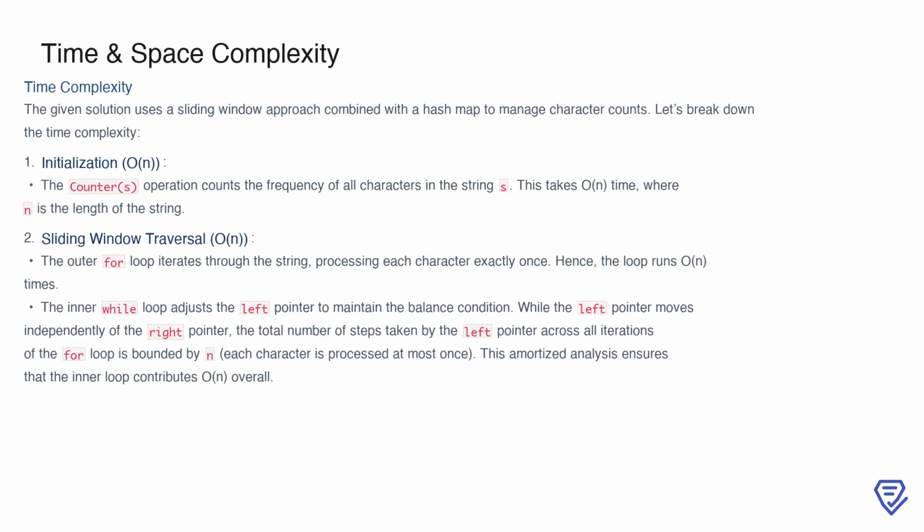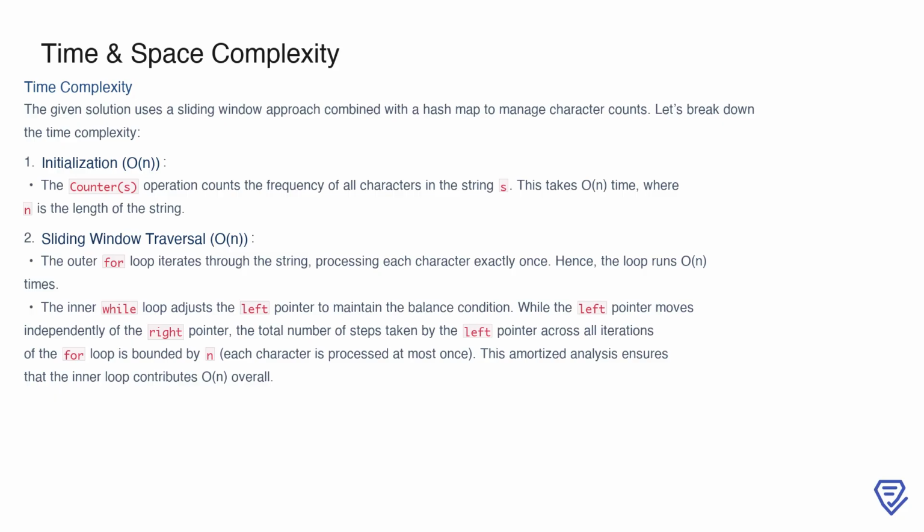In this solution, we use the sliding window technique along with a hash map to efficiently manage character counts. Let's start by analyzing the time complexity. First, the initialization step involves creating a frequency count of all characters in the string using the counter function. This operation scans the entire string once, making it an O(n) operation, where n is the length of the string.